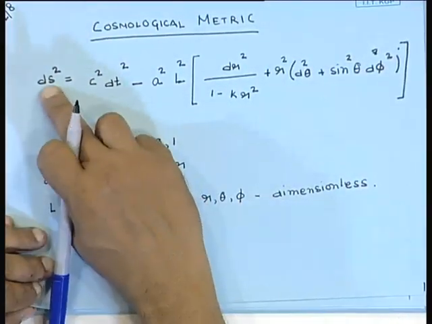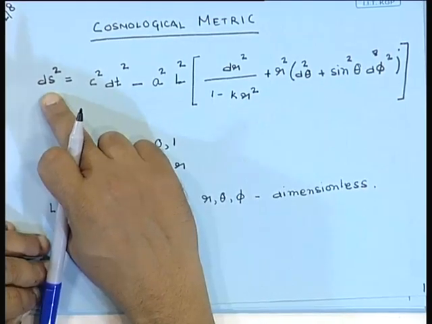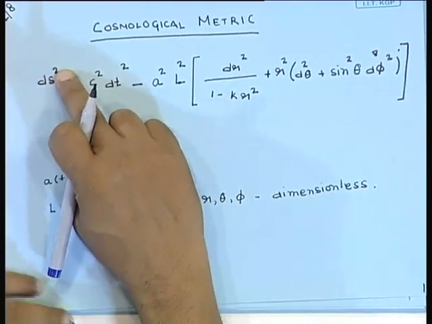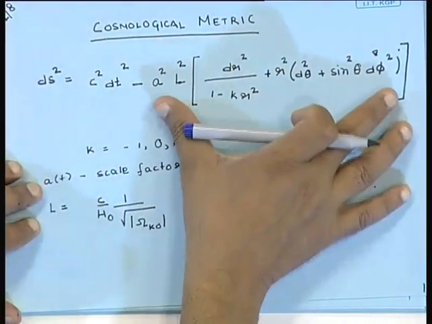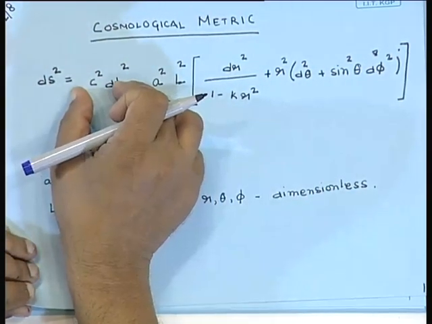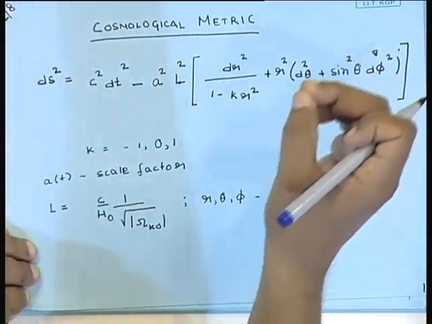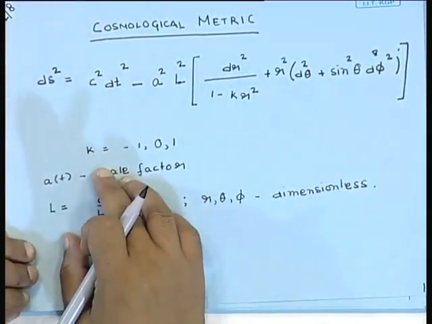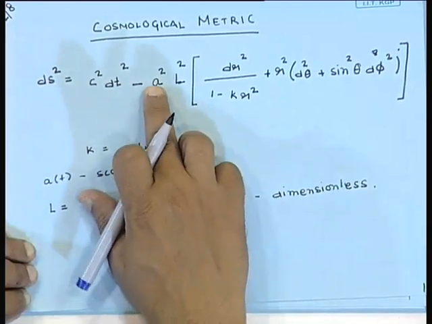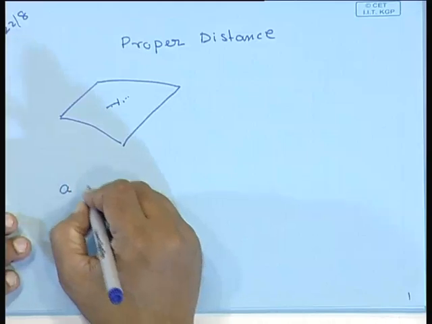For light, ds square is 0. Light travels along null curves, null geodesics. So, for light ds square is 0, so c dt is equal to this whole thing over here. So, the proper distance, which is this c dt, that is how you get the proper distance: multiply the time light takes to propagate with the speed of light. It is essentially the scale factor into the comoving distance. So, this is going to be A into dl.